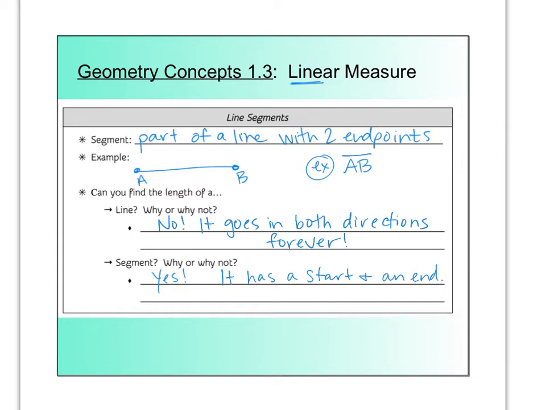Now remember, the two symbols are a little bit different. If I was talking about line AB, it's AB with a double arrow. And if I'm talking about segment AB, it's AB with a bar with no arrows. So try to keep those straight.